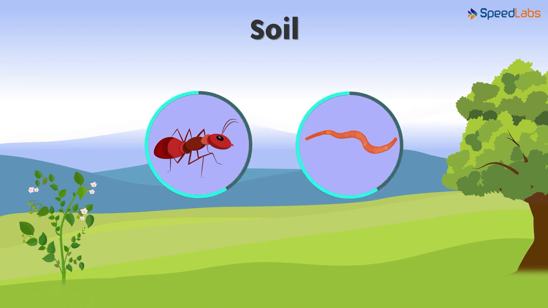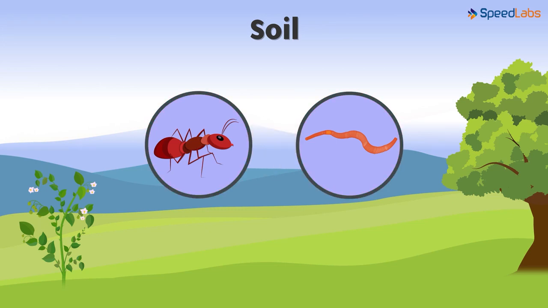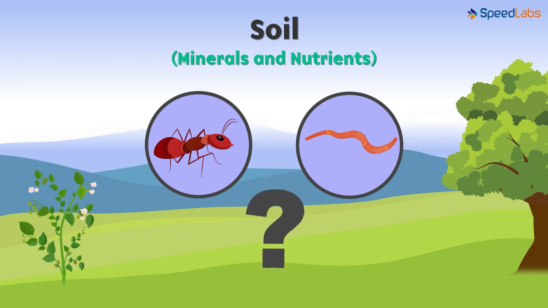But if there are so many organisms living in soil, then won't they get harmed by each other's presence? And what about the rocks? We know that soil is also composed of rocks apart from minerals and nutrients. So where do the small creatures live amongst all these rocks?